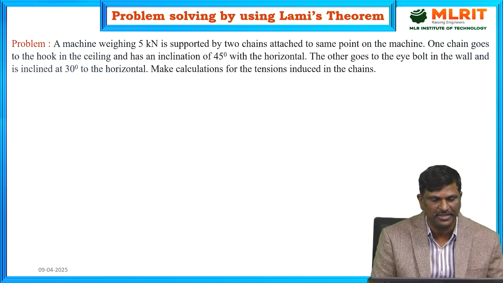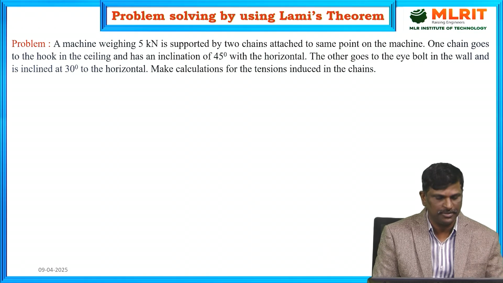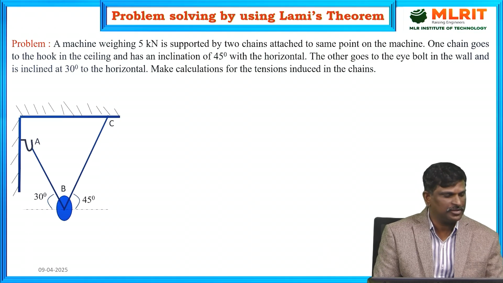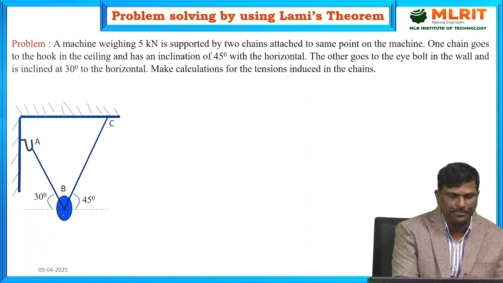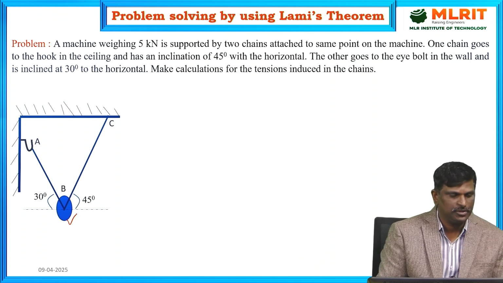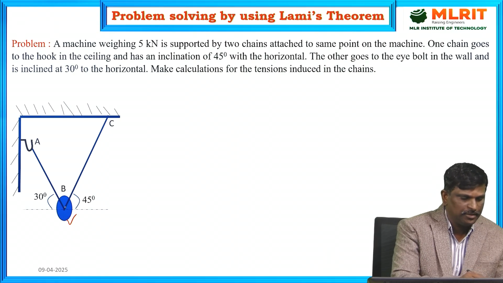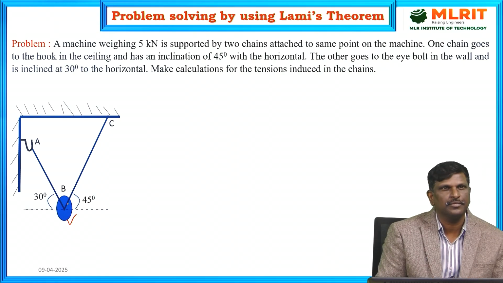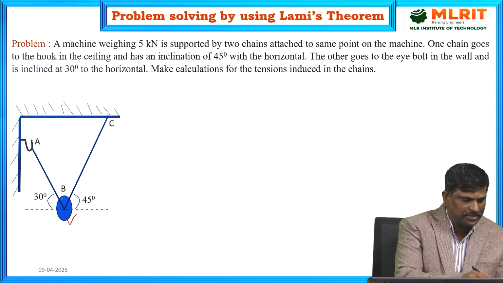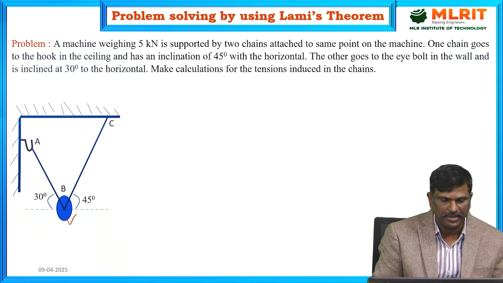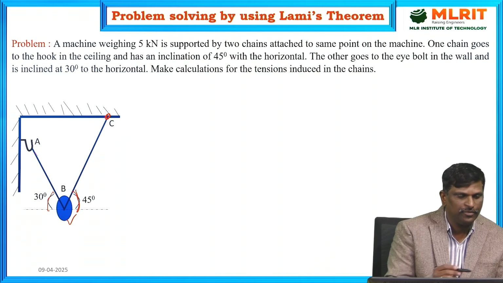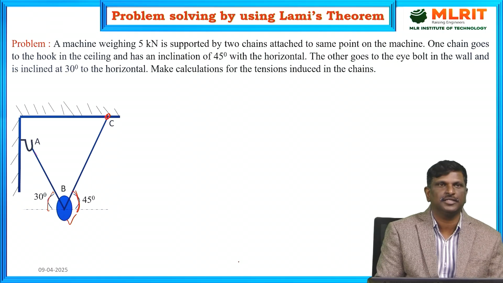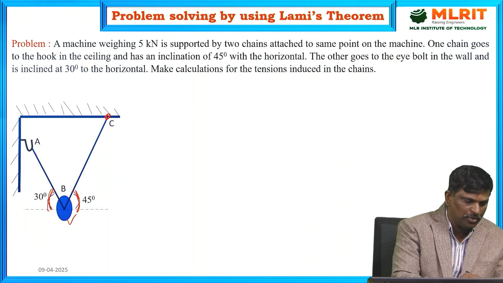Make calculation for the tensions induced in the chains. See, the problem diagram is given like this. There is a machine component which is weighing 5 kilonewtons, and it is supported by two chains BC and AC. One chain is attached to the eye bolt which is at an angle of 30 degrees to the horizontal, and another chain goes to the ceiling which is at an angle of 45 degrees to the horizontal. Both the angles are given with respect to horizontal.